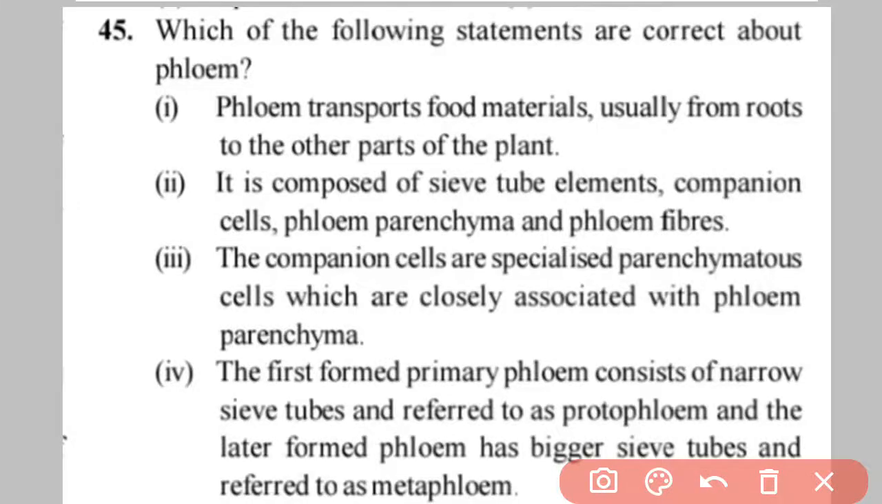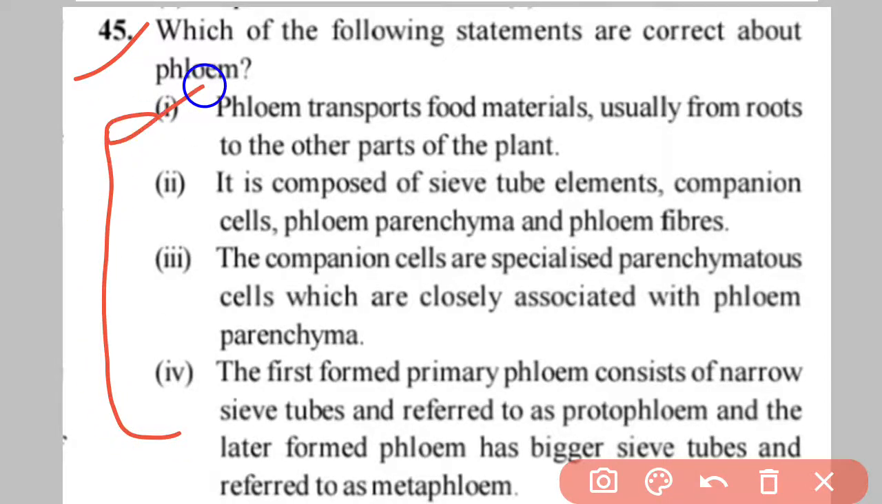Hello students, today we are going to discuss some rest of the MCQs of chapter 6. So let's start without wasting any time. Question number 45 is, which of the following statements are correct about phloem? You can see some statements are given and we have to identify the right one.